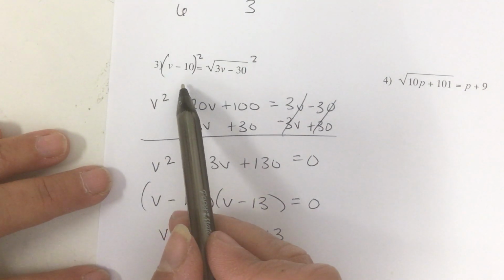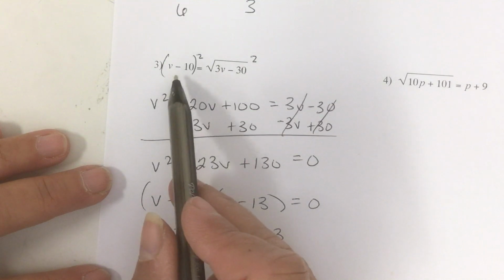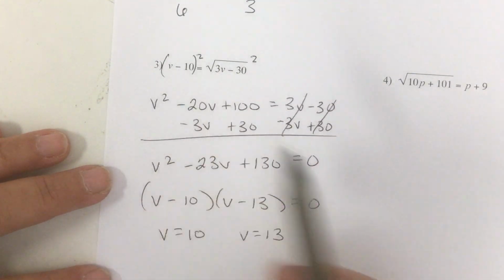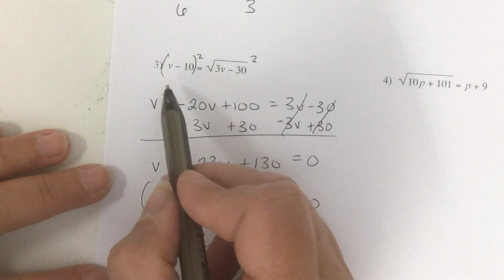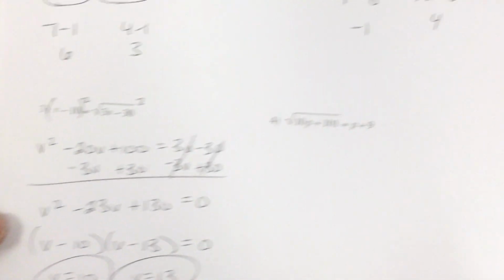10 minus 10 gives you 0, and 0 is okay. You just can't have a negative number. 0 will equal the square root of 0, so that'll be fine. So 10 works. 13 minus 10 is equal to 3, which is positive, so 13 works.